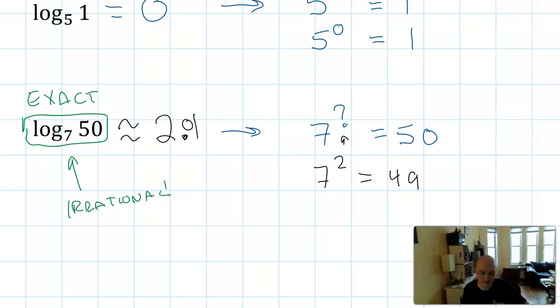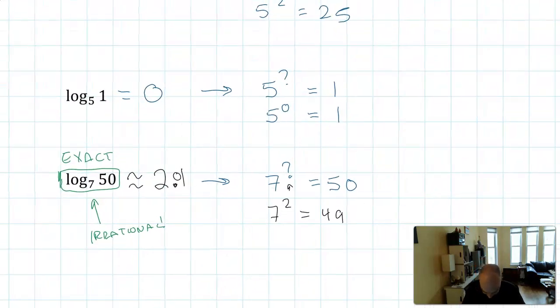Non-terminating, non-repeating, less like pi and e, but sort of like how the square root of 2 is non-terminating and non-repeating. This is another example of something where it's not a perfect logarithm. It doesn't evaluate out nicely, so it's just an irrational number. So if a problem asks you for the exact answer and the answer would be log base 7 of 50, as weird as that is, you should just leave it there instead of trying to approximate it.